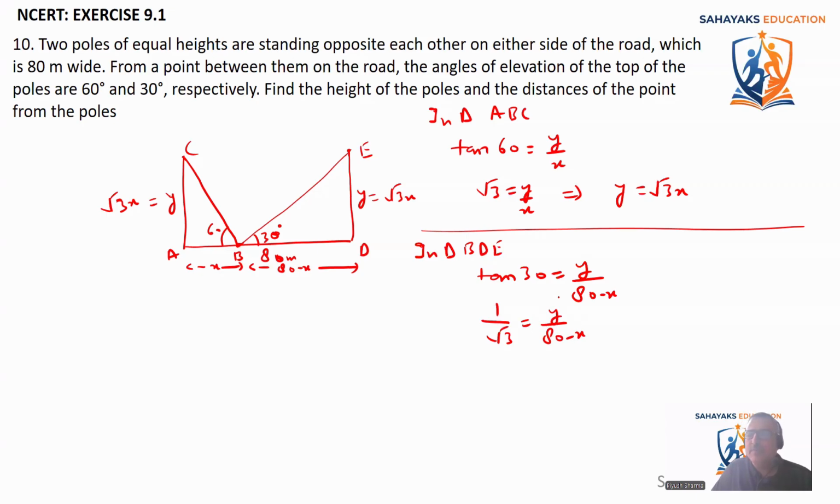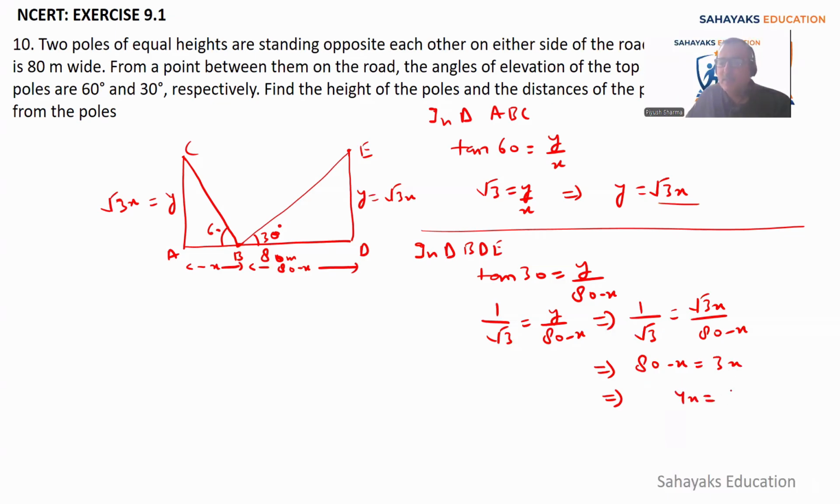So I'm putting the value of Y here. Y is root 3x. So this implies that 1 by root 3 is equal to root 3x divided by 80 minus x. If I cross multiply, it becomes 80 minus x is equal to 3x. If I take x to the other side, it implies that 4x is equal to 80, and x is 80 divided by 4, that is 20. So x comes out to be 20.